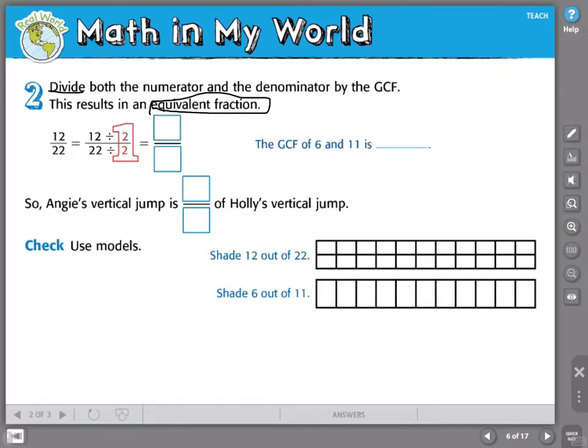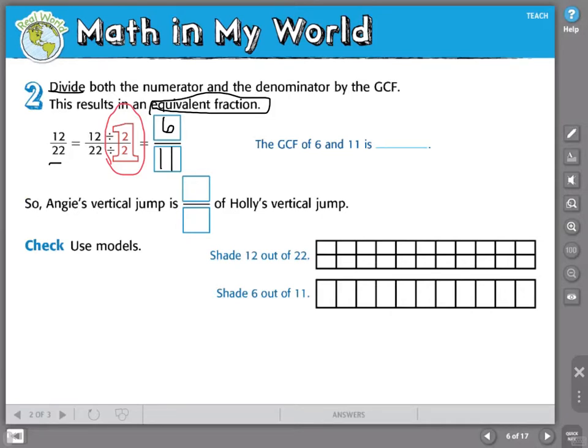So here we've got 12/22. And we are going to divide both the numerator and the denominator by 2. I want to point out here that they've put this 2 over 2 inside this, what I like to call the big 1. That's because whenever we divide any number by 1, the result is itself. So 12 divided by 2 is 6. 22 divided by 2 is 11.